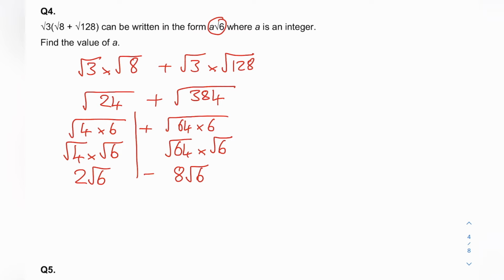Our final step then is to add these two things together. 2 lots of root 6 plus 8 lots of root 6 is 10 lots of root 6. So therefore a must equal 10.